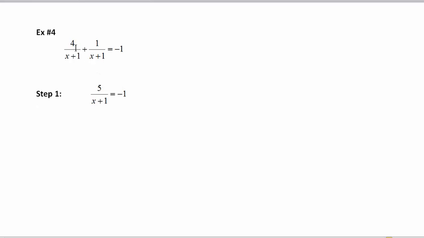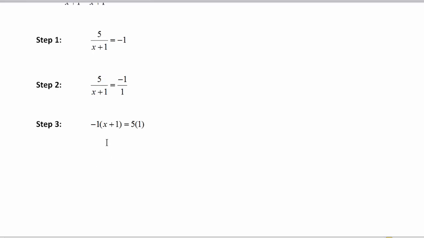All right, so that's what it looks like, right? The right side, nothing changed. But on the left side, we did 4 plus 1 to get 5, and it's all over my common denominator. Now we can get ready to cross multiply. But before we do, and you don't have to do this step, I wrote negative 1 as a fraction, negative 1 over 1. Just so now you can really see when we cross multiply, it's 5 times 1 and negative 1 times the quantity x plus 1. So then we cross multiply in step 2 to get step 3.